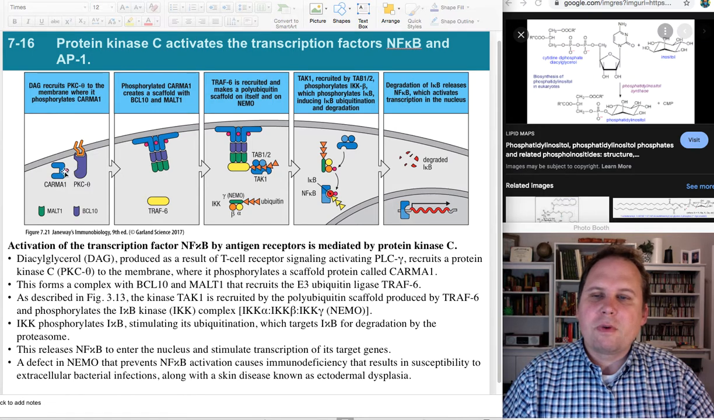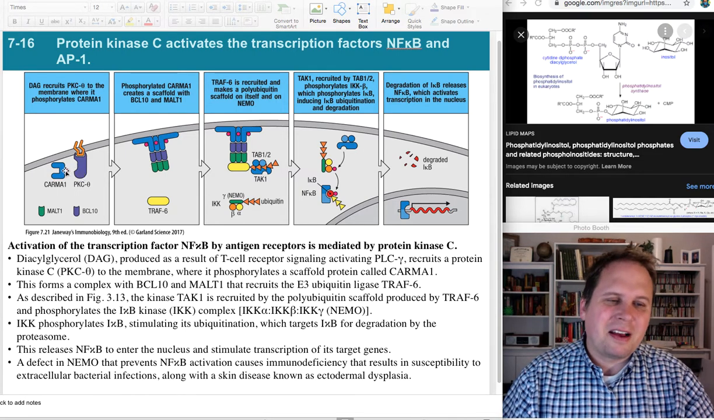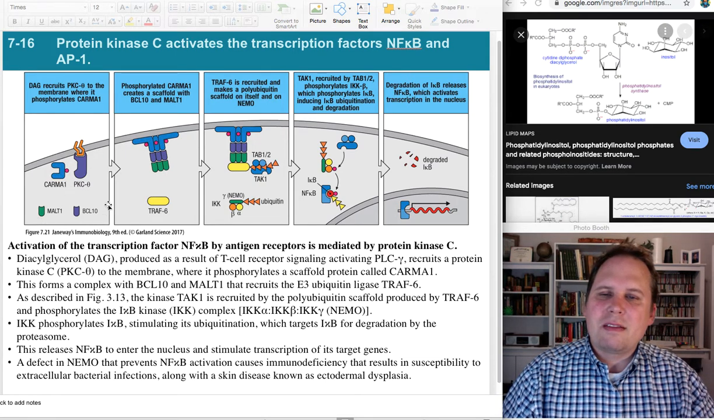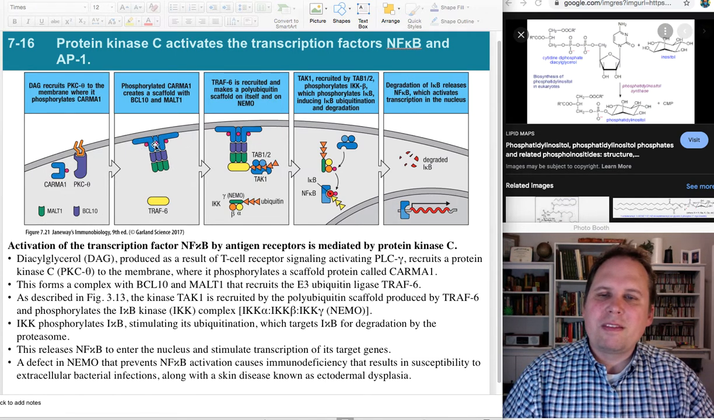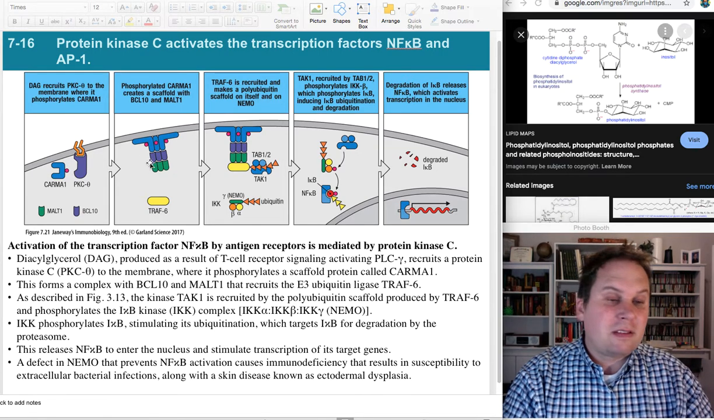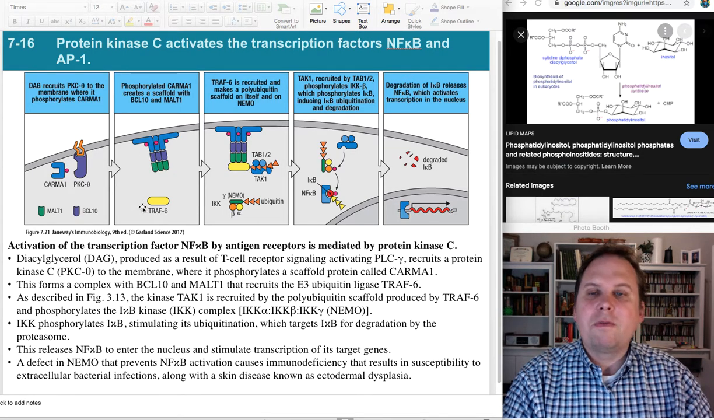CARMA1 gets phosphorylated by protein kinase C theta, and that's how this starts. So there's a dot here, but PKC theta put the dot on there, put the phosphate on there. So then these will be able to assemble once they are phosphorylated, which is great. And so once we have a nice little complex of these, it will form a landing spot for TRAF6.